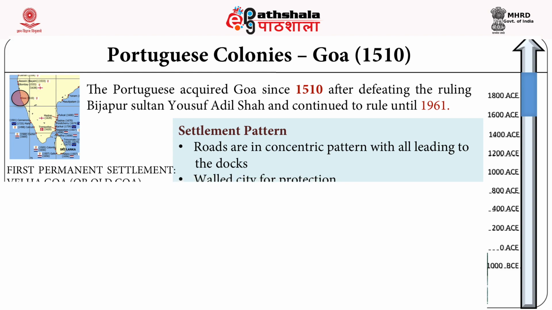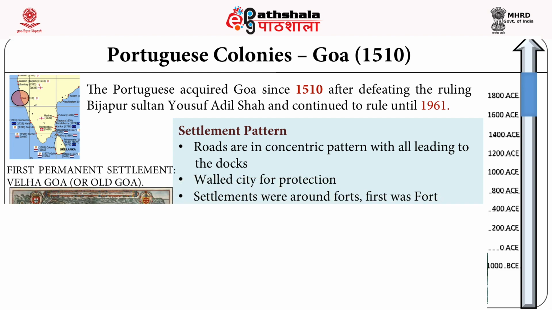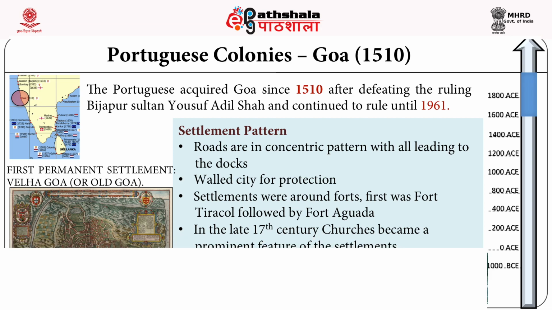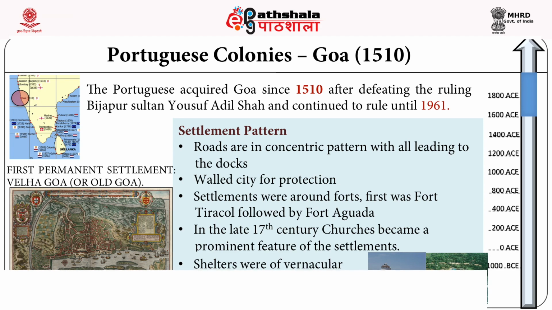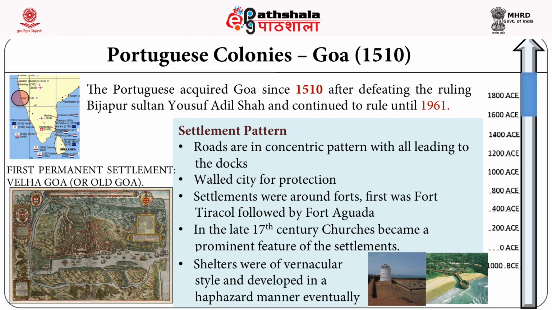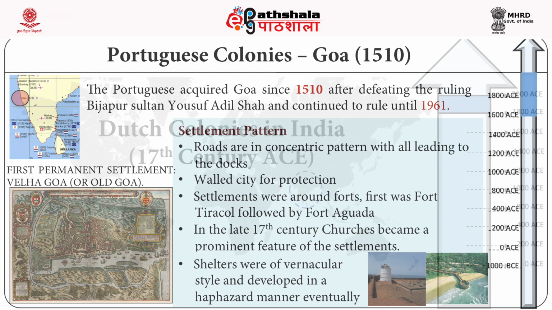If we see the first permanent settlement, which this figure shows, that is Velha Goa or Old Goa, and try to understand its settlement pattern, we see that the roads are in concentric pattern with all leading to the docks, where the port activities were prevalent. And there was a walled city used for protection. Then the settlements were around forts, and the first was Fort Tiracol, followed by Fort Aguada. And in the late 17th century, churches became a prominent feature of the settlements. And the shelters were of vernacular style and developed in a haphazard manner.